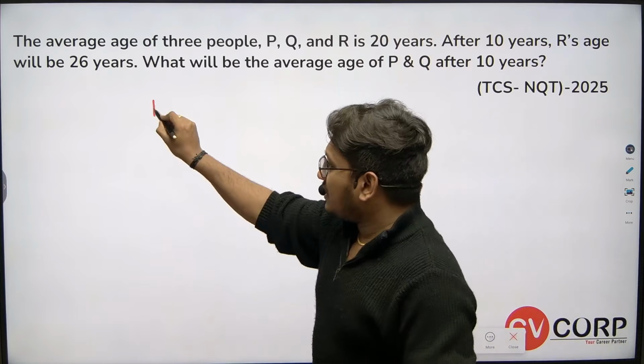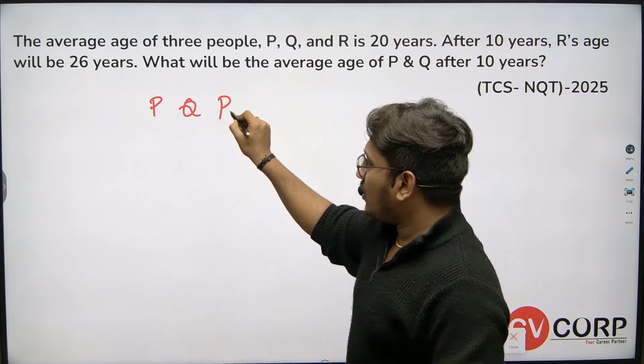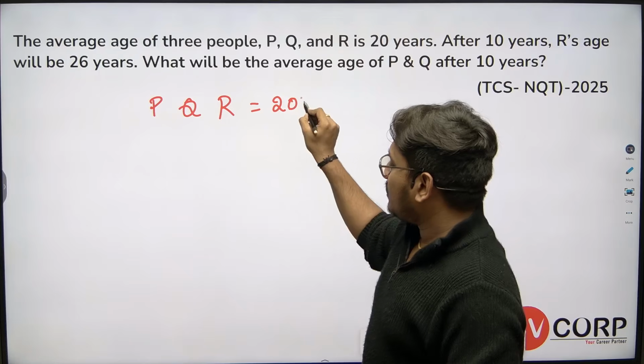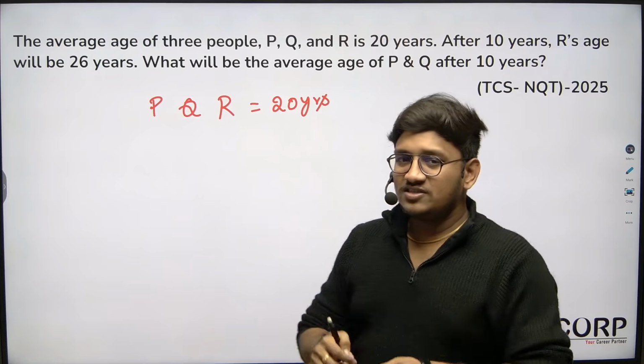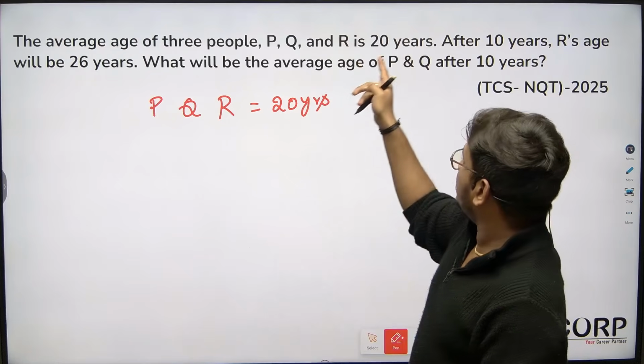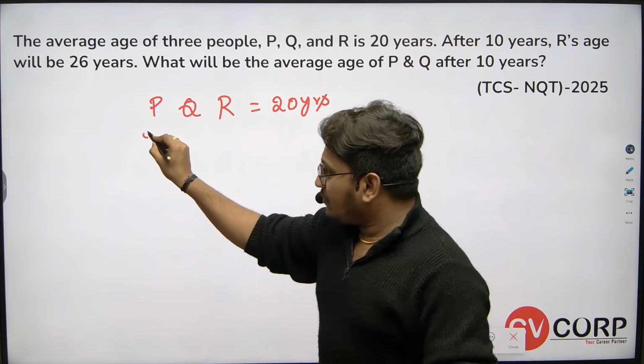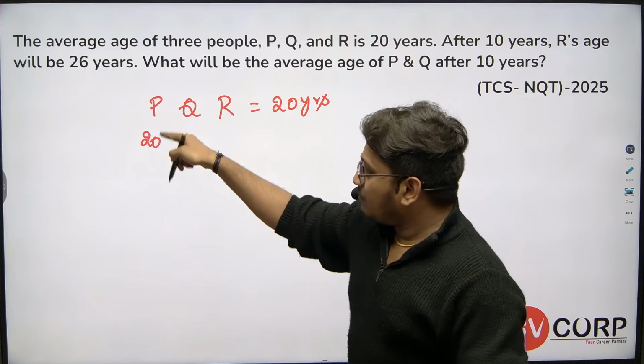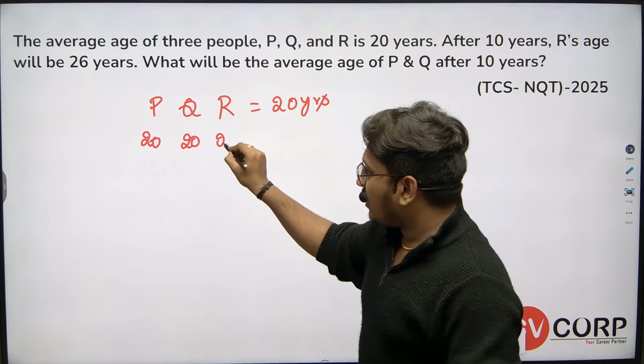Let's consider the average of P, Q, R is 20, the average age is 20 years initially. Now let's say P's age is 20, Q's age is 20, R's age is 20.